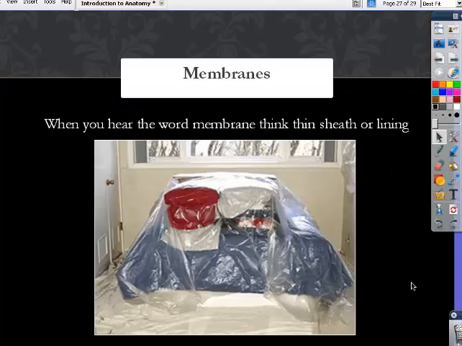After the cavities, we had talked about membranes, and what I want you guys to think about when you think of the word membrane is a sheath or a lining. I have a picture of a painter's drop cloth. Many of you guys, if you've ever painted, know that you put down a drop cloth around the furniture that you do not want paint to get on. It's kind of like a lining, and you have membranes that do the same for your organs. They more or less line them.